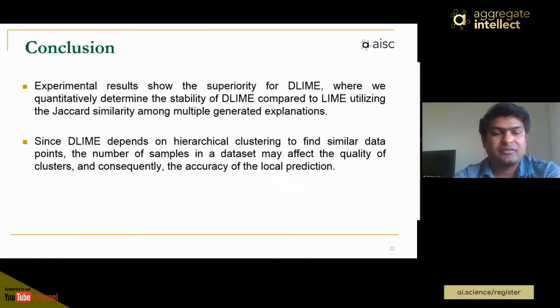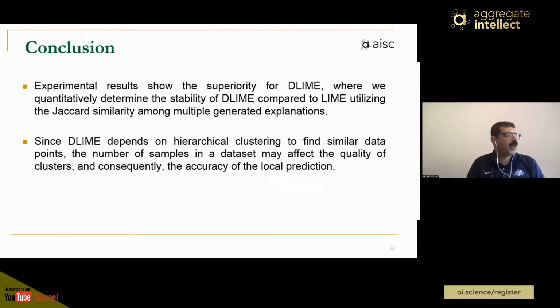Now I'm concluding my results. My experimental results show the superiority of DLIME, where we quantitatively determine the stability of DLIME compared to LIME using Jaccard similarity among multiple generated explanations. Since DLIME depends entirely on clusters, the quality of clusters may affect the quality of explanations and accuracy in prediction as well.